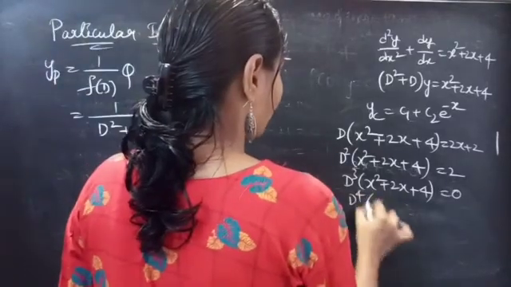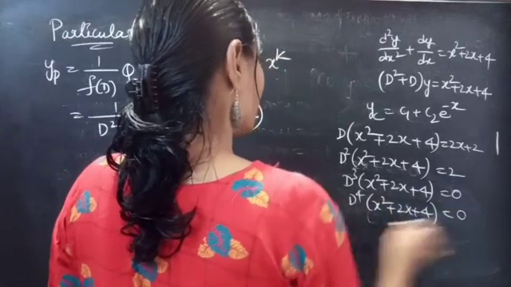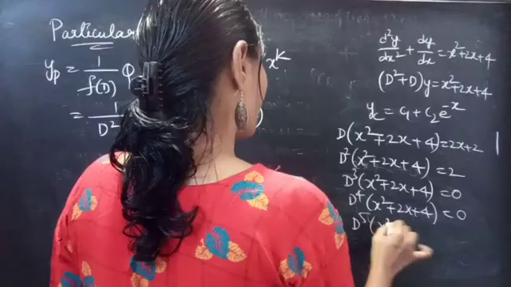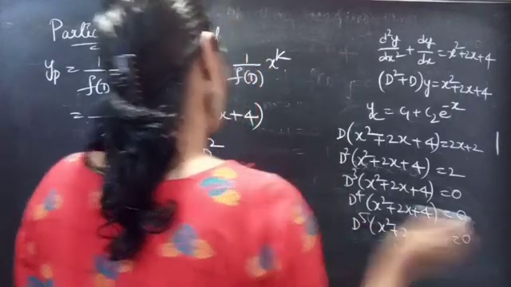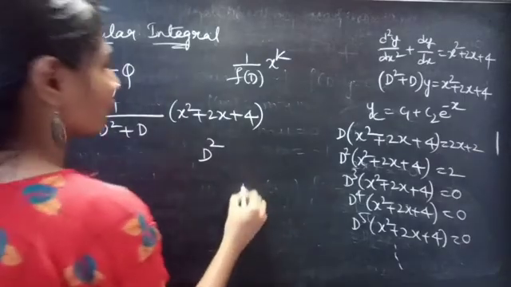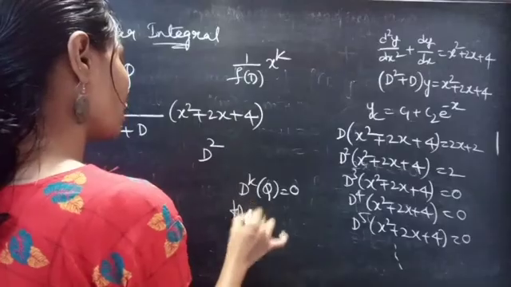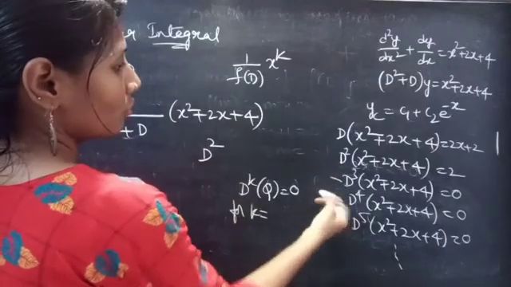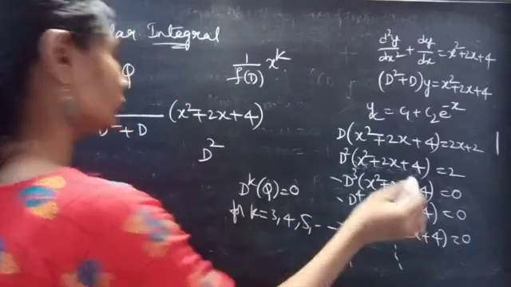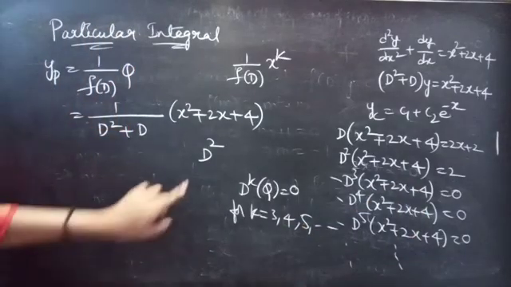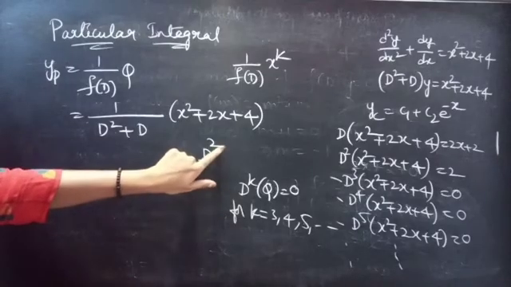D power 4 of q is 0. D power 5 of q is 0, and so on. You'll get zeros, right? I mean, in general, d power k of q is 0 for k equals 3, 4, 5, and so on. Right? See, as I said earlier, we can apply derivatives only till d square.